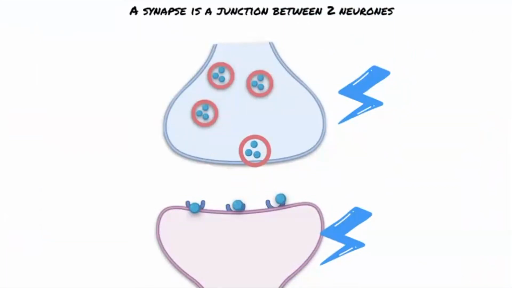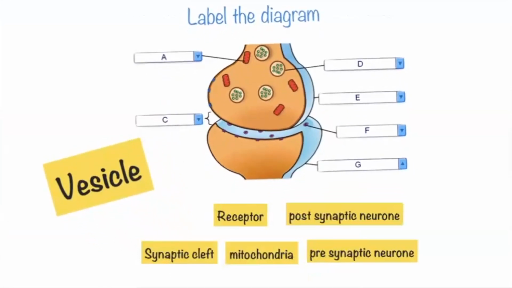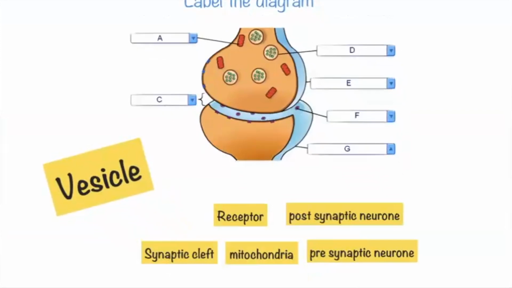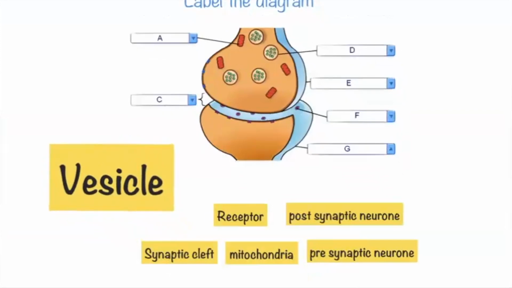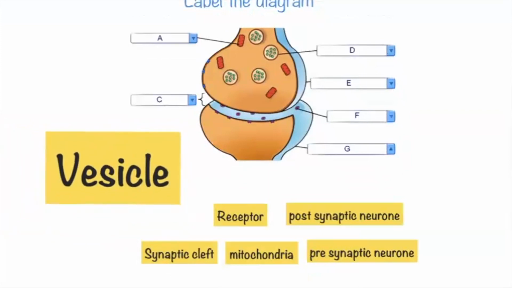Let's try something. Let's try to match each one of those labels with a part of the synapse, okay? I'm going to call out a part, and you need to tell me in the chat box what letter I am referring to. My first label is the vesicle. You need to tell me which label on the diagram refers to a vesicle. Abderham, what do you think?